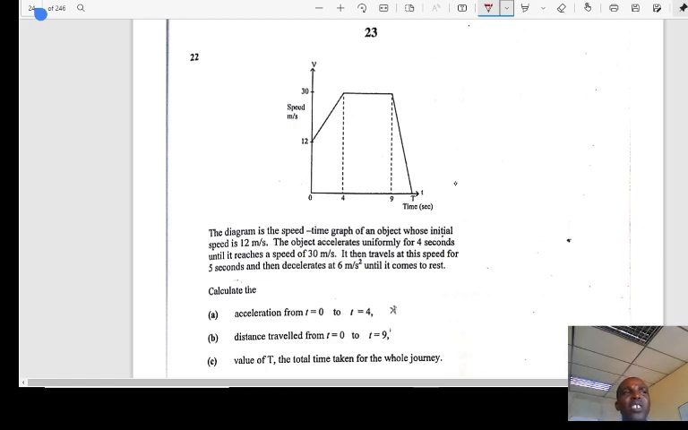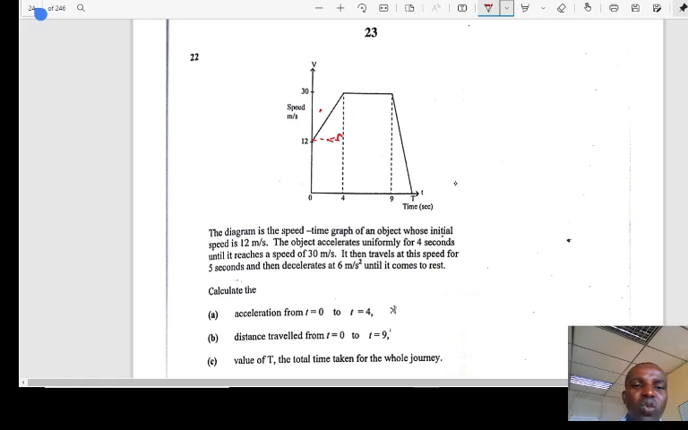Acceleration, if it's a speed or a velocity-time graph, acceleration represents gradient. So in this case, you just calculate the gradient of the line, for t=0 to t=4. So you use increase in y over increase in x. Like this one, you form a triangle here. You calculate your increase in y over increase in x.